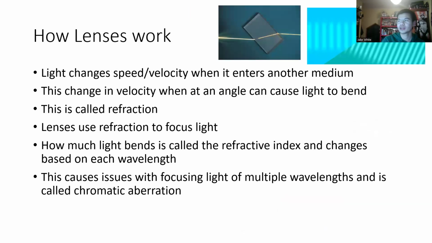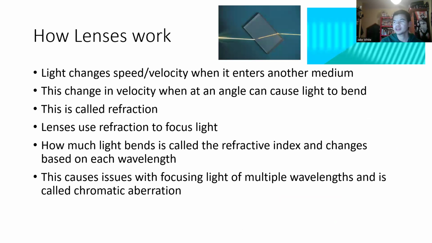So how lenses work is they change the speed of light as it enters a medium. When the velocity changes, it causes a change in angle, causing the light to bend. This bending of light is called refraction. How much something refracts is called the refractive index, and it changes based on each wavelength. So red will have a different refractive index than blue light, for example.